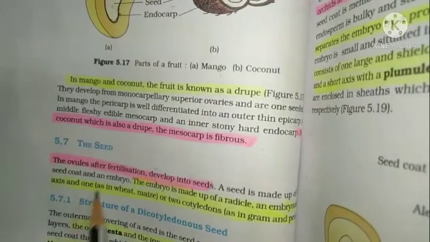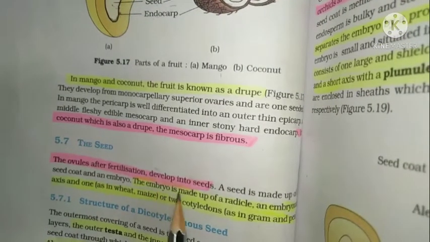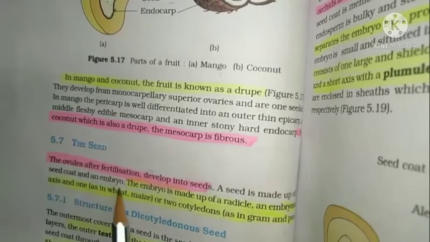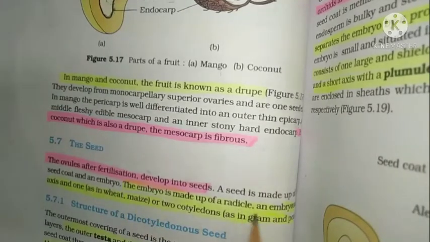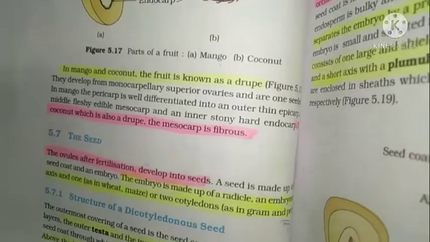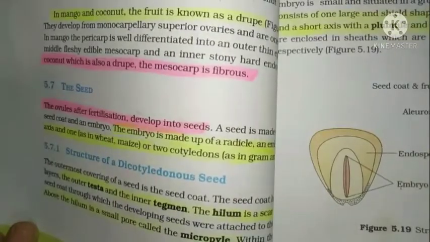The seed. The ovules after fertilization develop into the seeds. A seed is made up of the seed coat and embryo. The embryo is made up of the radicle and embryonal axis and one cotyledon, as in wheat and maize, or two cotyledons, as in gram or pea. Structure of the dicotyledonous seed.